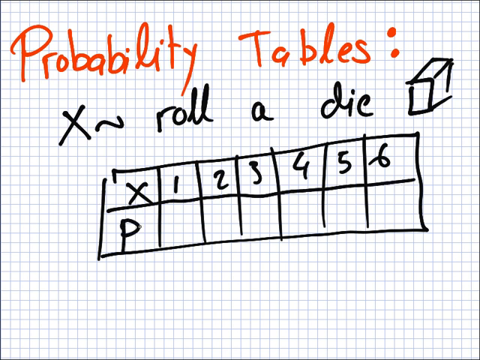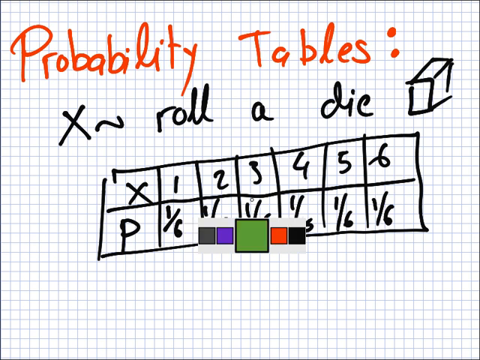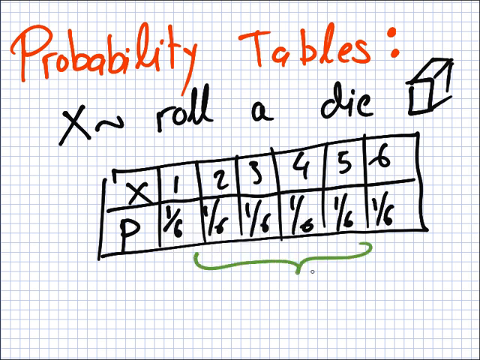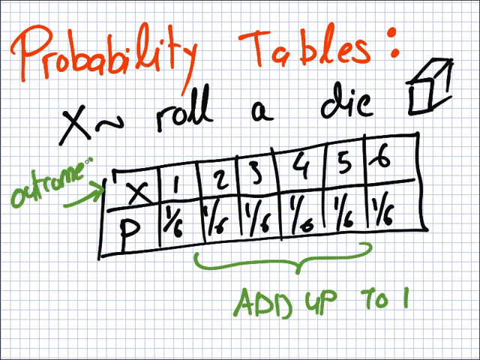And the probabilities for each outcome would be 1 over 6, 1 over 6, 1 over 6, 1 over 6, 1 over 6, and 1 over 6. Some things you notice about probability tables: all these numbers here must add up to 1, and all these numbers here represent the different outcomes. Like that. Okay?